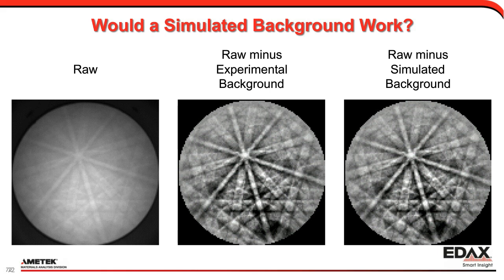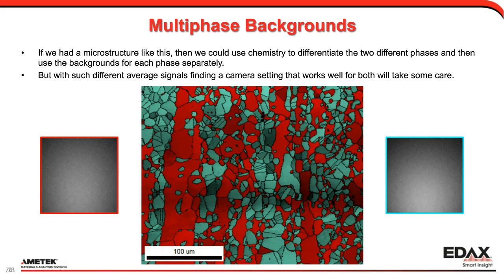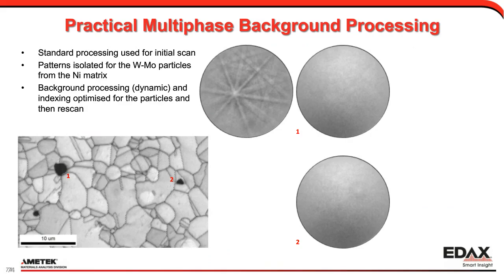So let's say we had a structure like this where we have two different phases. I could use a different background for each phase. In this case, I would have to have some other way of differentiating the phases so that I know which background to use. Maybe we have chemistry, where we've collected EDS data simultaneously, and then we can use that to differentiate the two. But usually this isn't the problem. Those kinds of samples are relatively easy to do.